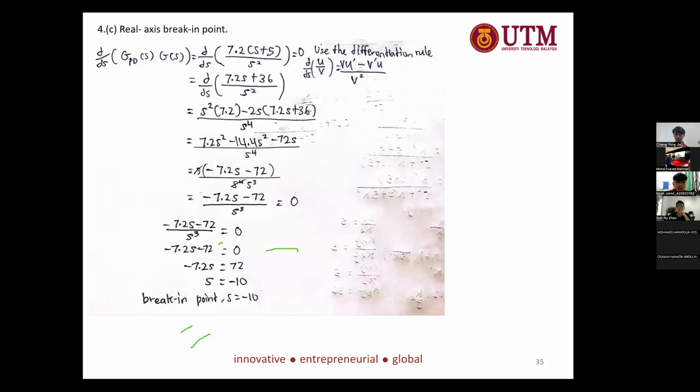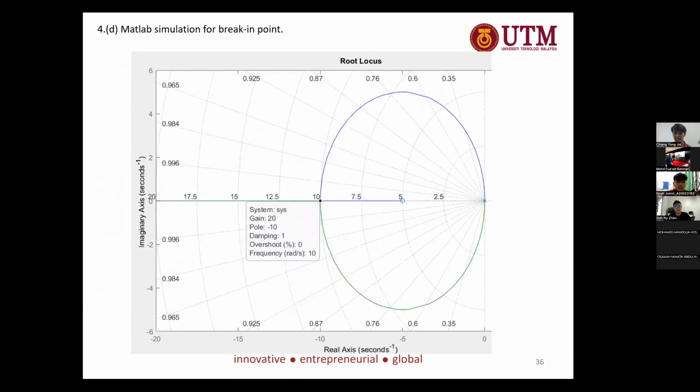Okay, and then I find the real axis break-in point. I firstly differentiate the open loop transfer function, and then finally I can find the break-in point. Okay. And then this is my MATLAB simulation for the break-in point. Here I just move the cursor to find the break-in point. Okay, next.